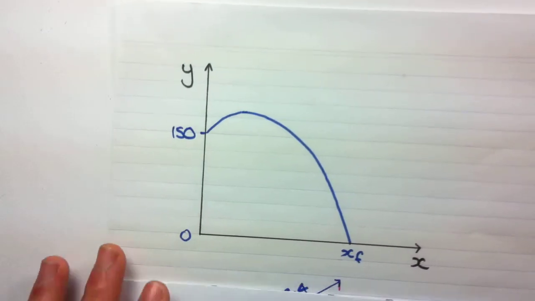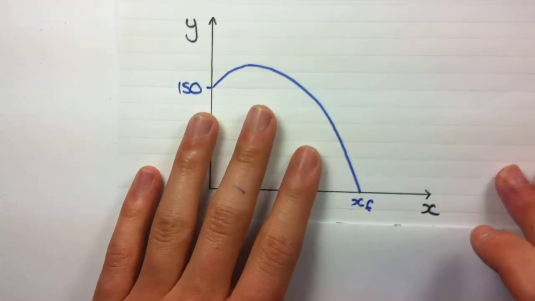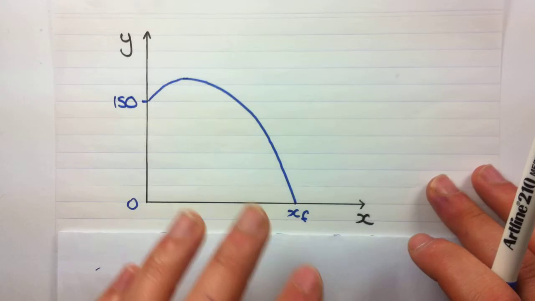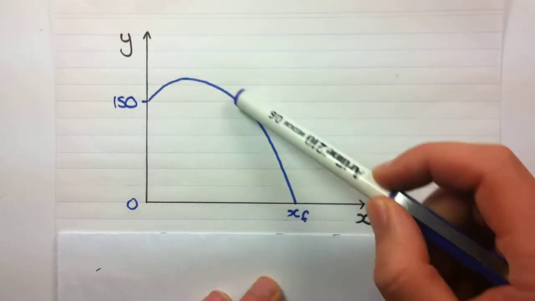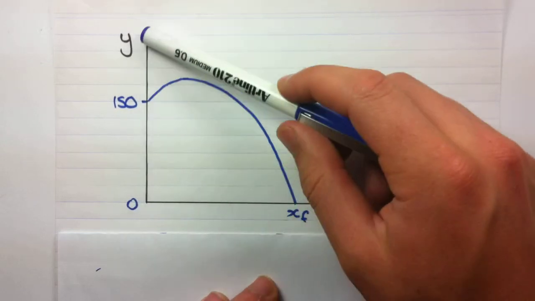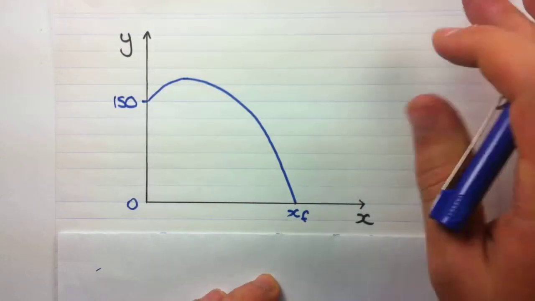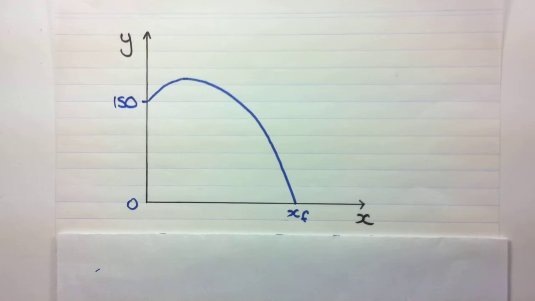Right, I've taken the time to draw this, which is really beneficial in understanding what's going on. You can see that this is quite asymmetrical. You start at 150 and you end at 0 when we look at the y-axis. So this is a bit different to the example we saw before.